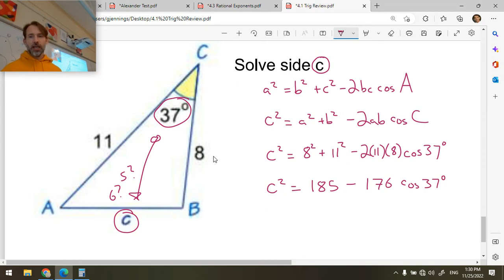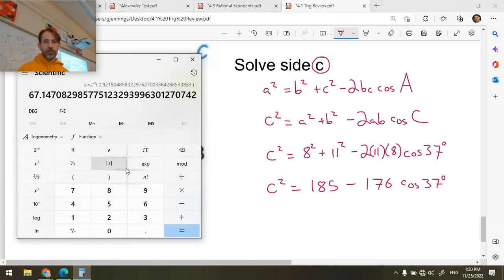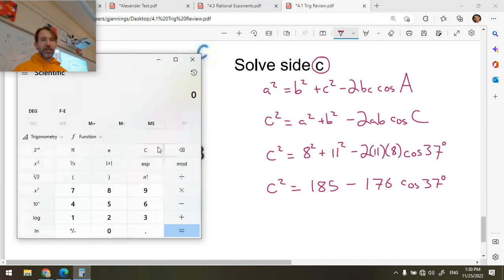I like to do as much as I can outside the calculator as possible because I make fewer mistakes in my mind than I do in the calculator. I also have a record of the work I did so that I can find a mistake if one exists. If I'm punching in calculator stuff and my calculator outputs a number like 21, and I know the side can't be 21 because that would be longer than 11 plus 8, I can find my error easier here. Okay? So now, I'm going to go ahead and plug and chug. I can't simplify that anymore in my head.